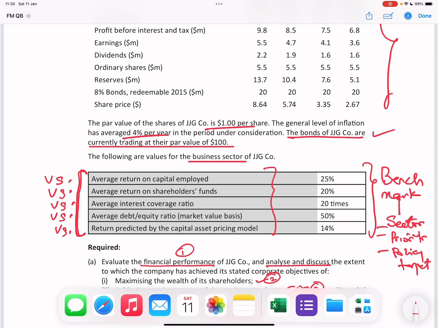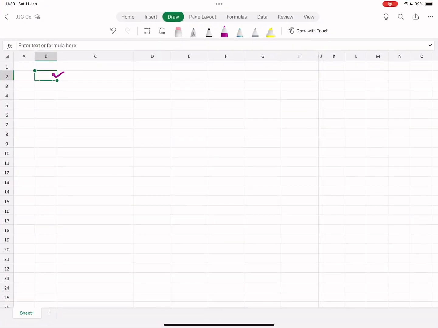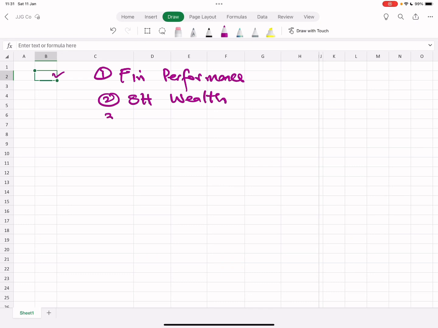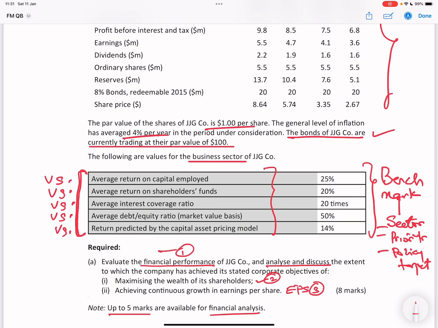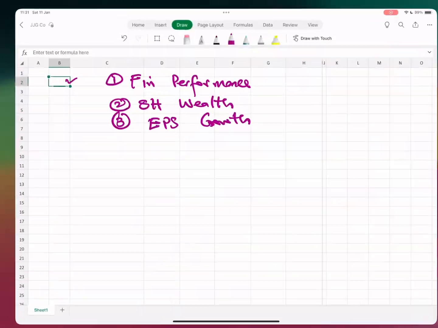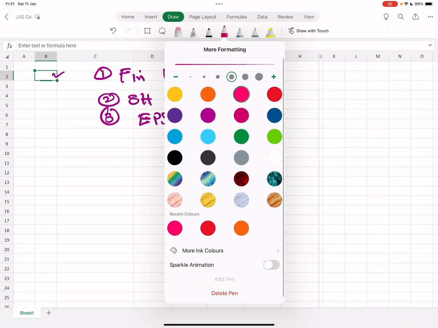Right. Now, having said that, let's go into solving the question proper. You've seen the question. Now let's use this. So remember, three things they ask us to do. They ask us to do financial analysis, so evaluate the financial performance. Then they said we should also discuss how shareholders' wealth has been maximized and how they've been able to achieve EPS growth. Those are the three things in section A of the question. Let me show you again. You can see it. This one, and this one. So that is what we want to deal with in this question now.